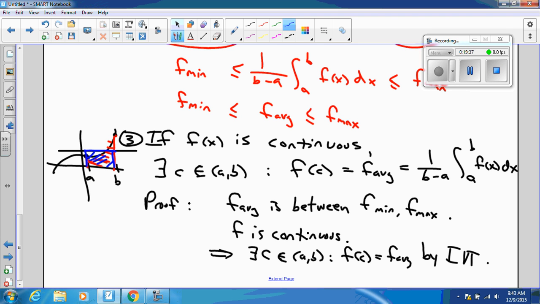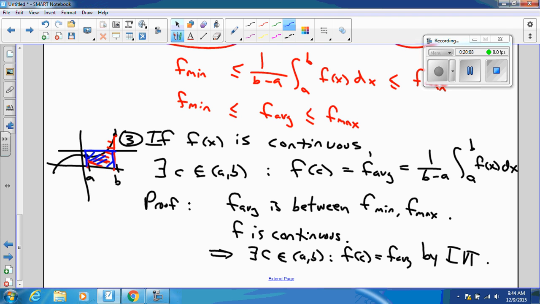I want you to observe that this is a more powerful theorem than the mean value theorem for a simple reason. It doesn't require differentiability. It's related to the mean value theorem, but it is stronger because the conditions are weaker. f does not have to be differentiable in order to satisfy this thing.